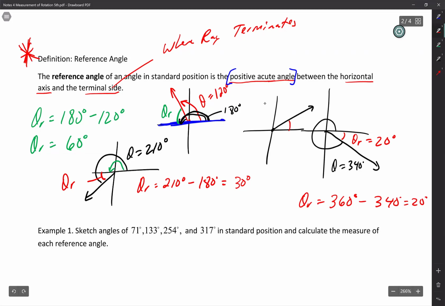All right, this one right here. My theta is 35 degrees. Well, in this case, and this only applies if you're in quadrant 1, because you're already acute and you're already with the horizontal axis. So in this case, your reference angle is going to be 35 degrees.